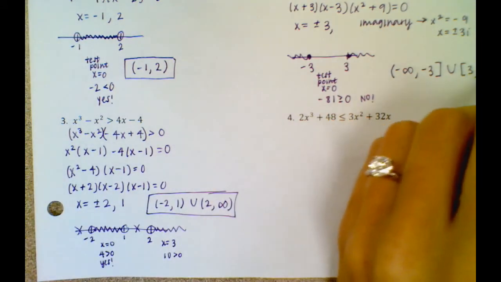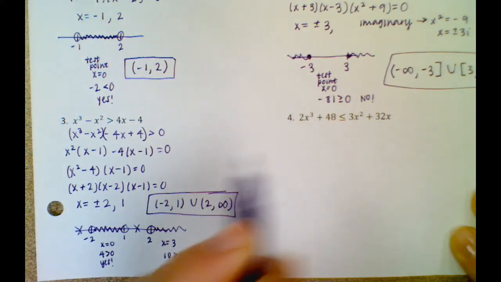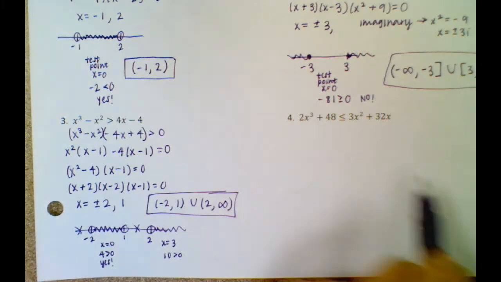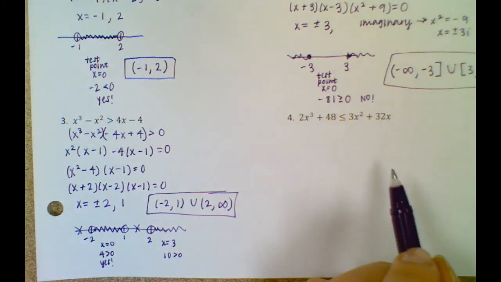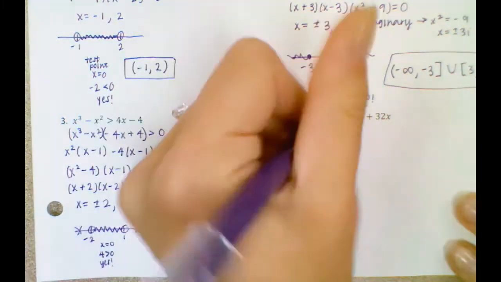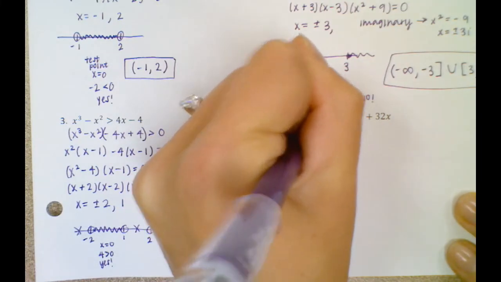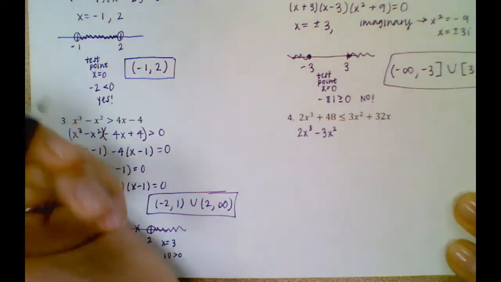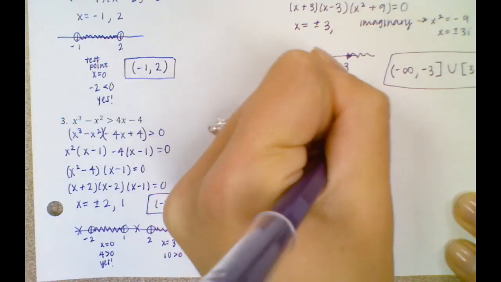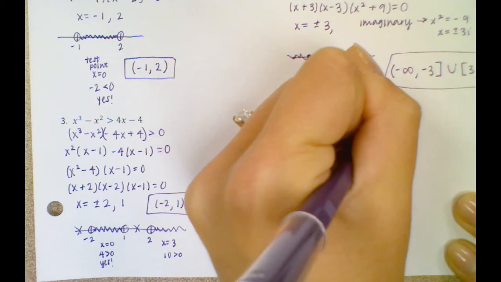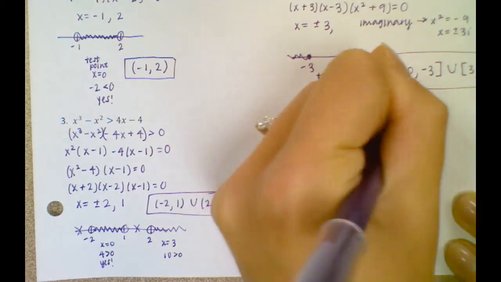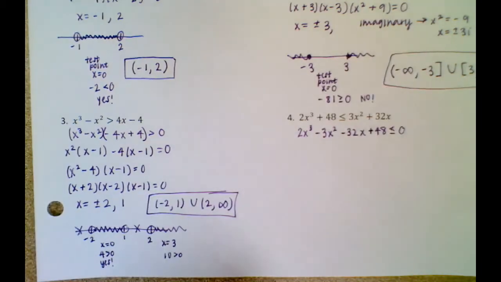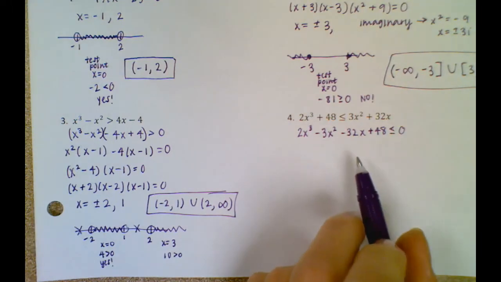Okay, and another guy over here. Again, we're going to have to get this all on one side. So we have 2x to the third, minus 3x squared. I'm going to write this from highest to lowest degree. Minus 32x plus 48. 48's already over there. Is less than or equal to 0. Okay? So this is the equation that I'm working with here.